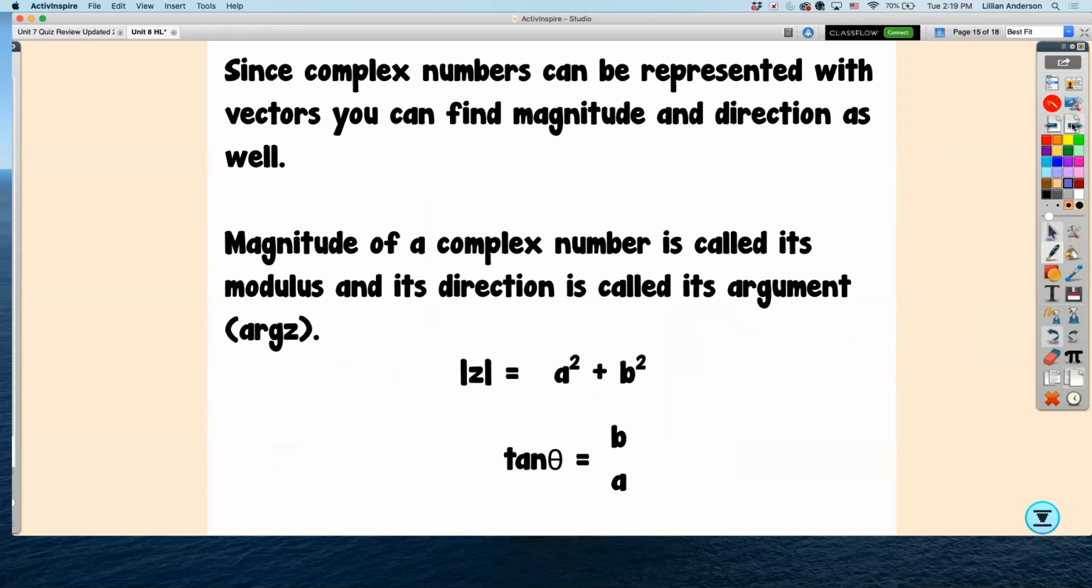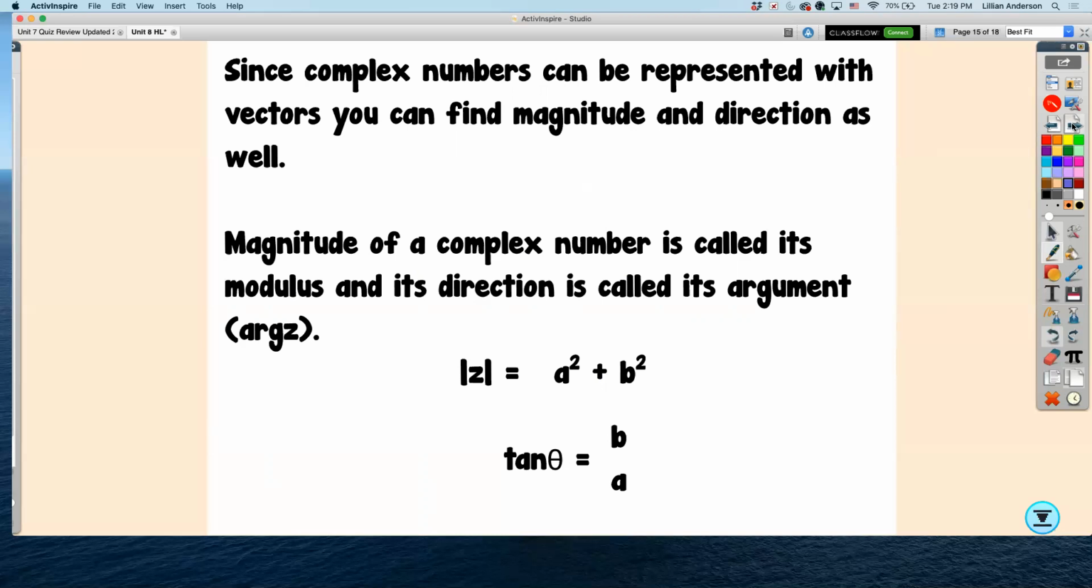Find the area of the triangle for a vector that you have to create the triangle for, and you have to find the angle between the two vectors in order to find the angle that goes into the formula. Oh, I can see it now. Since complex numbers can be represented with vectors, you can also find magnitude and direction as well. Throwback to vectors, you guys.